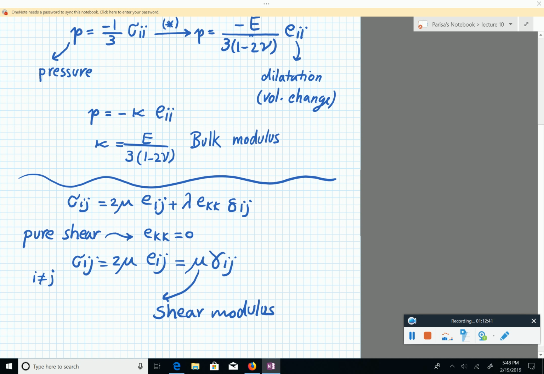Great. So I guess this is a good point to stop. Next time we talk a little bit more about energy, and then we'll start solving boundary value problems. Any questions, concerns, complaints?